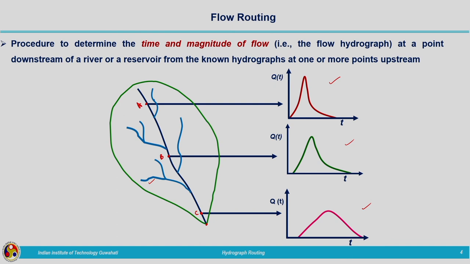So, flow routing is the procedure to determine the time and magnitude of flow. Time and magnitude of the flow means determining the flow hydrograph at a point downstream of a river or a reservoir from the known hydrographs at one or more points upstream. Upstream location we are having the flow gauges which will be providing us the stream flow data. By making use of that flow hydrograph, determining the flow hydrograph at the downstream or intermediate point, that process is termed as flow routing. That is, it is the technique which is used for determining the flow hydrograph at the downstream locations by making use of the known hydrograph at the upstream location.